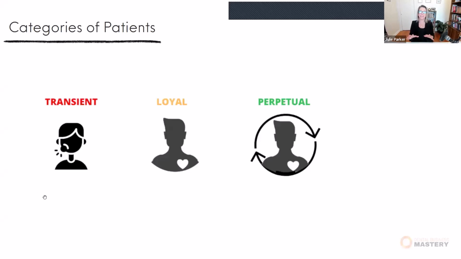The transient patient, we all know who they are. It is the kind of patient that doesn't come in for general checkups and cleans, and doesn't come in for little decays or fissure sealants or anything like that. They really just come when there's an urgency.